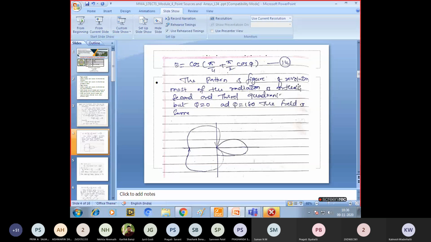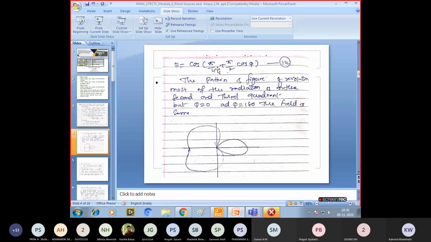In the pattern of the figure of revolution, most of the radiation is in the second and third quadrant, but at phi equal to 0 and phi equal to 180 degrees, consider here, observe this, on this x-axis, that is the positive x-axis as well as the negative x-axis, the field is the same. At phi equal to 0 and phi equal to 180 degrees, the field becomes the same here.